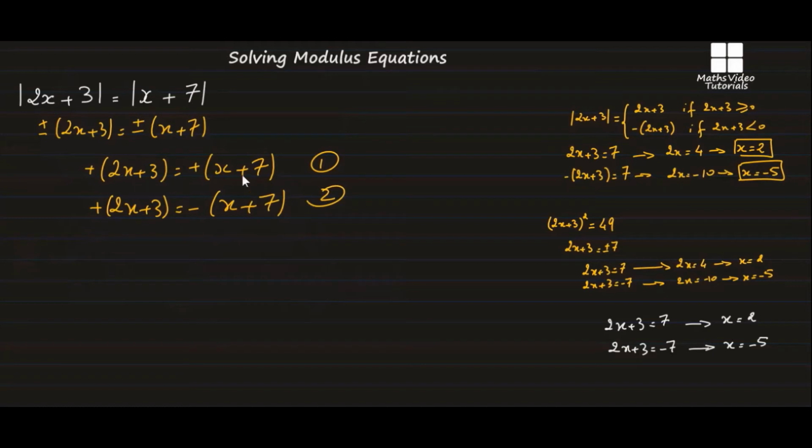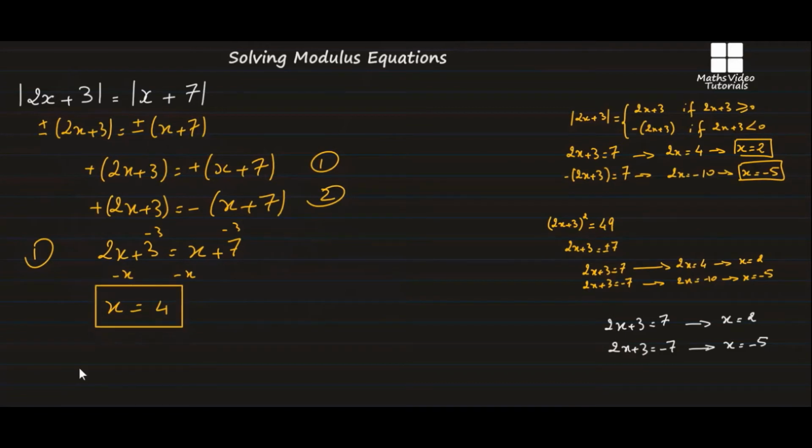So now we can do the first one. We can get rid of the brackets, 2x plus 3, and here x plus 7. We minus x on both sides, and we minus 3 on both sides. That will give us a 4. So that's the first solution, x equal 4. Let's do the second one.